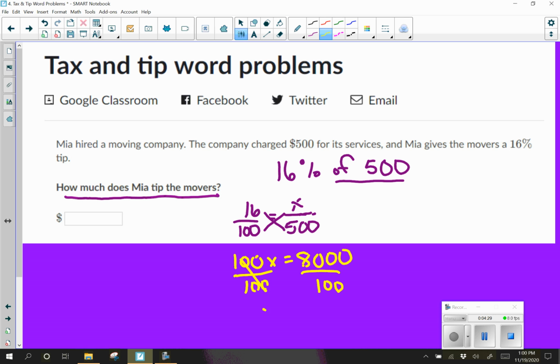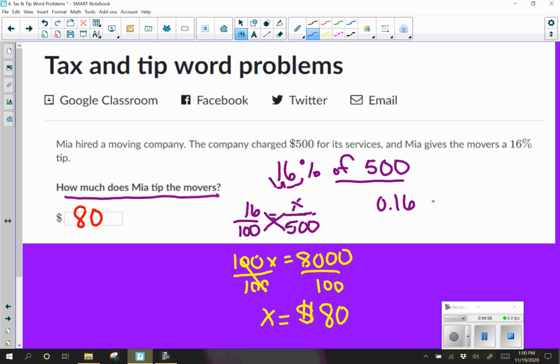And that's going to leave me with my answer of X equals $80. So that means that Mia tipped them $80. Now, the other way we can do this is that decimal method that I showed you. Remember, with a decimal, you're going to take your percentage and convert it to a decimal. So if I have 16%, it's understood that my decimal is right here. If I were to scoop two places, that makes it 0.16.